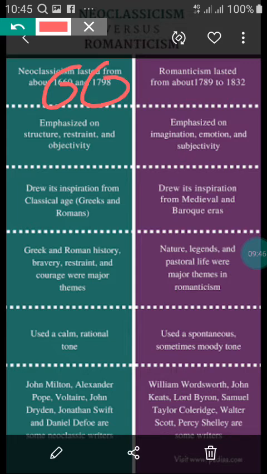The grand poets of this age are John Milton, Alexander Pope, John Dryden, Jonathan Swift and Daniel Defoe. So these are the grand poets of new classicism. They in fact copied the way of the classical people, like the Augustan age and the Roman and Greek ages. They were just copying and imitating, and they were writing about a selected stratum of people, like the Duke, the Baron, the King.